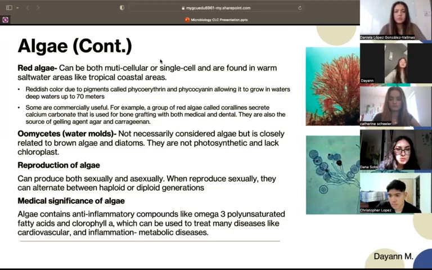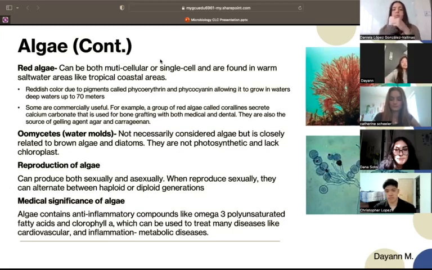And then we also have another type, but it's not really considered a type, which are called oomycetes, which are water molds. They are closely related to brown algae and diatoms, but they cannot photosynthesize and they lack a chloroplast. So how algae reproduce is they can reproduce both sexually and asexually.